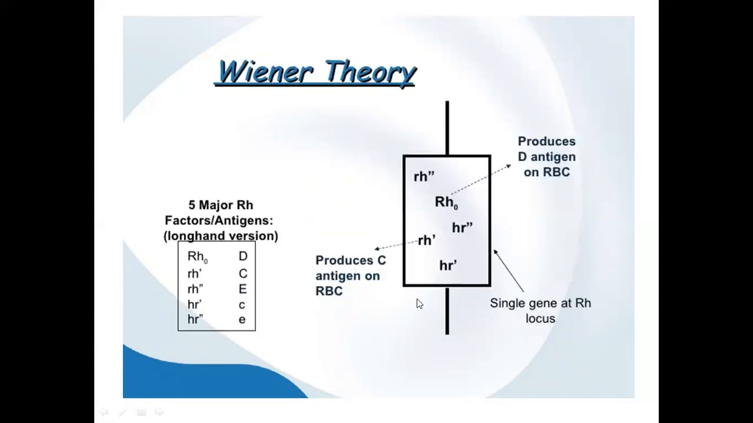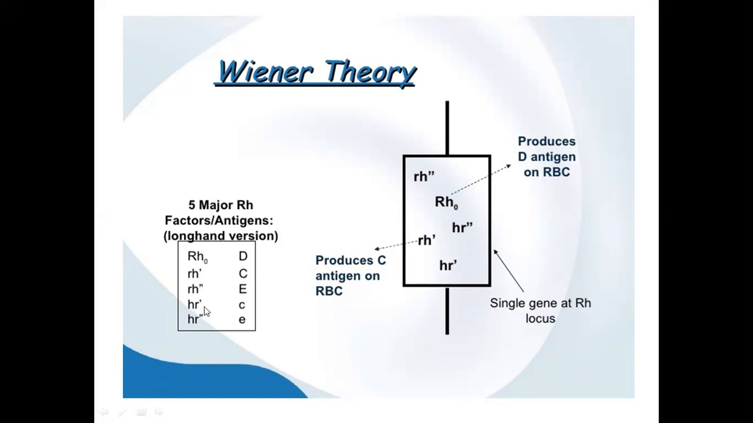Okay, next would be the Wiener theory. In Wiener theory, there are 5 major Rh factors or antigens. We have the longhand version. If it is RHO, then that denotes the uppercase D, which means that the individual is Rh positive. If it is RH, then it denotes uppercase. All you have to check is for the presence of a single prime or double prime. If it is single prime, then that denotes C. If it's double prime, then that denotes E.